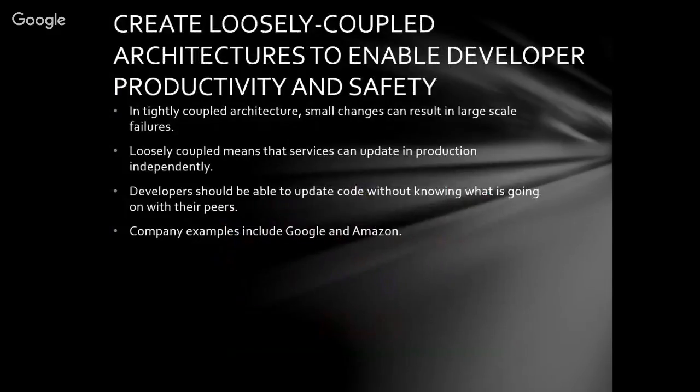Create loosely coupled architectures to enable developer productivity and safety. In tightly coupled architecture, small changes can result in large-scale failures. Loosely coupled means that services can update in production independently. Developers should be able to update code without knowing what's going on with their peers, and companies using this include Google and Amazon.